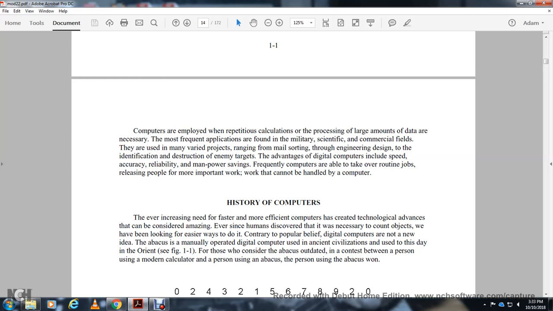Contrary to popular belief, digital computers are not new. The abacus, a manual device, is the origin of digital computers, and the abacus of the ancient civilizations is still used to this day in the Orient. Those who consider the abacus out of date should consider a contest between a person with a modern calculator and a person with an abacus, where the person with the abacus wins.